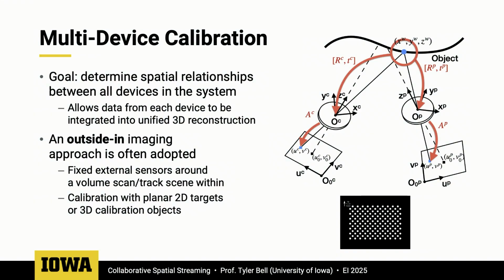So we have some calibration target here at the bottom, and what we want to do is have our fixed external sensors around the volume look at that board and determine from that board all of the sensors' relationships to it. In other words, this world point XYZ will fall on a particular pixel on this camera and a particular pixel on this camera. If I know the relationship between these two cameras, namely the rotation and translation, I can determine that this is the same world point and put all of the pieces of the puzzle together.